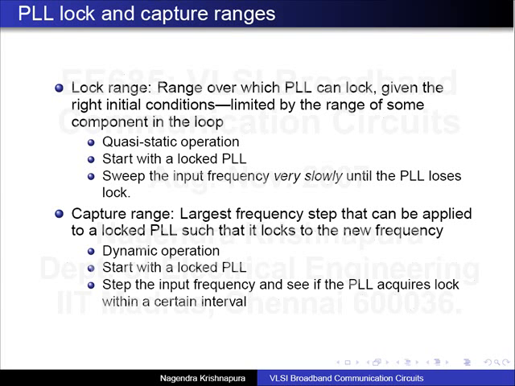So let's say you start with, it may not. So let's say you have a lock range, you have a PLL that works from 1 gigahertz to 1.1 gigahertz. So it is locked to 1 gigahertz, you apply a 0.1 gigahertz step, it may not lock. It may not relock to the new one. Whereas if you take it slowly, if you ramp it up slowly, you go from 1 gigahertz plus 1 megahertz plus 2 megahertz and so on, it will go all the way to 1.1 gigahertz.